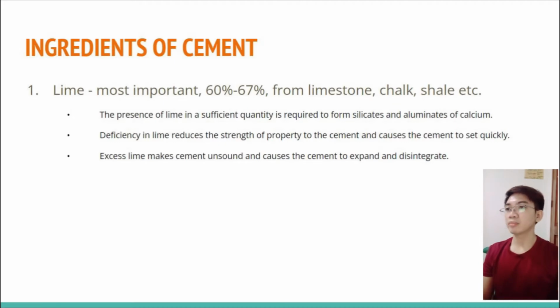So, first is lime. It's the most important ingredient of cement. Cement contains 60 to 67% lime. It is obtained from limestone, chalk, shale, etc. The presence of lime in sufficient quantity is required to form silicates and aluminates of calcium. Deficiency in lime reduces the strength of the cement and causes it to set quickly. Excess lime makes cement unsound and causes it to expand and disintegrate.